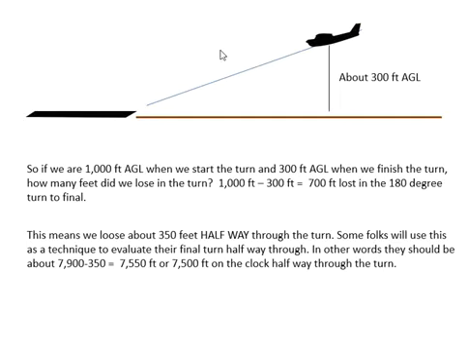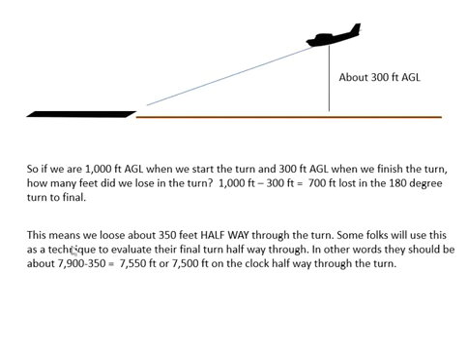Our base turn is a 180-degree turn. Remember that. So if we start 1,000 feet above the ground and we end up 300 feet above the ground, then we lost some altitude during that turn. And how much did we lose? Well, we lose 700 feet in the 180-degree turn. So in 90 degrees of turn, in other words, halfway through our base turn, we should lose about half of this, which is 350.